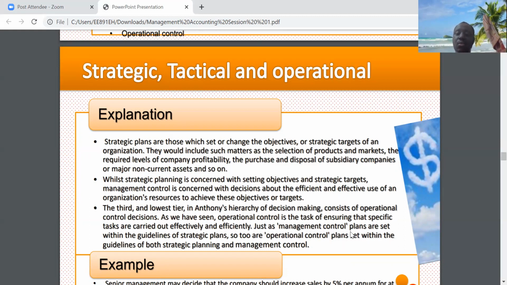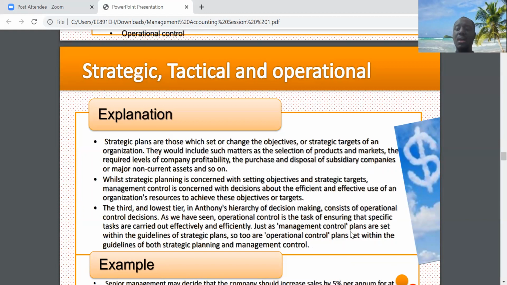The last level would be operational control. Operational control is simply the task of ensuring that specific tasks are carried out effectively and efficiently. Very, very important. So operational control plans are set within the guidelines of both strategic planning and management control. So operational control is the lower tier, which focuses on specific tasks to ensure that the decisions are carried out effectively and efficiently.